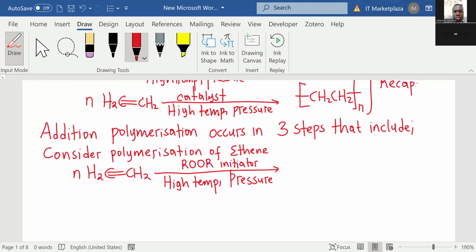So step one is the chain initiation. If you recall, this is somehow similar to halogenation of alkenes. So what do we have under chain initiation? Under chain initiation, we have the reaction.